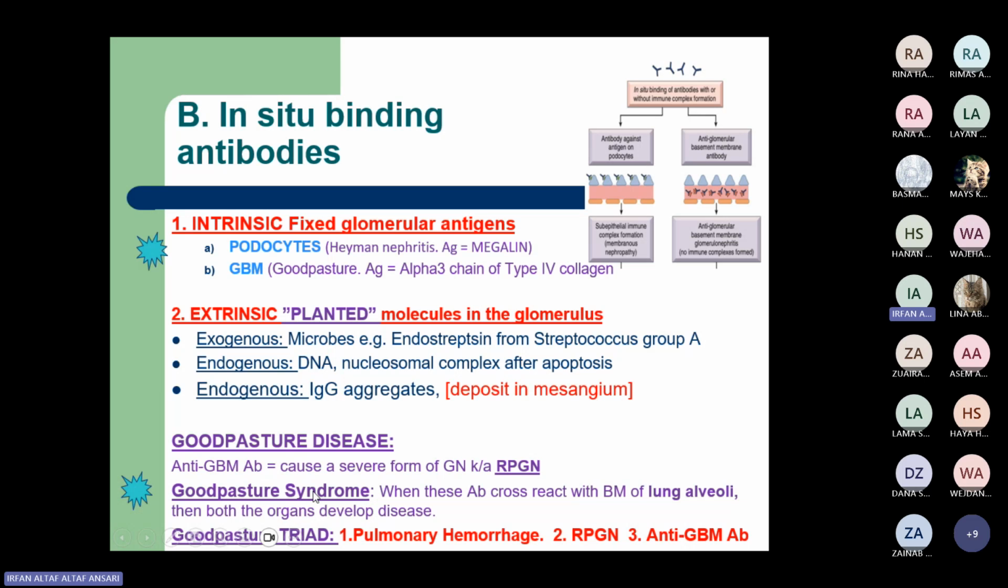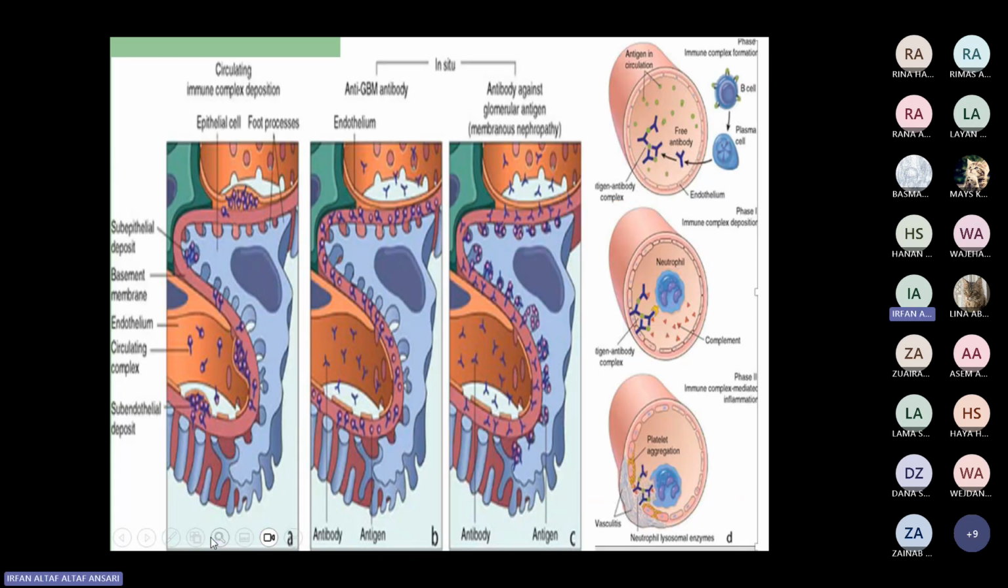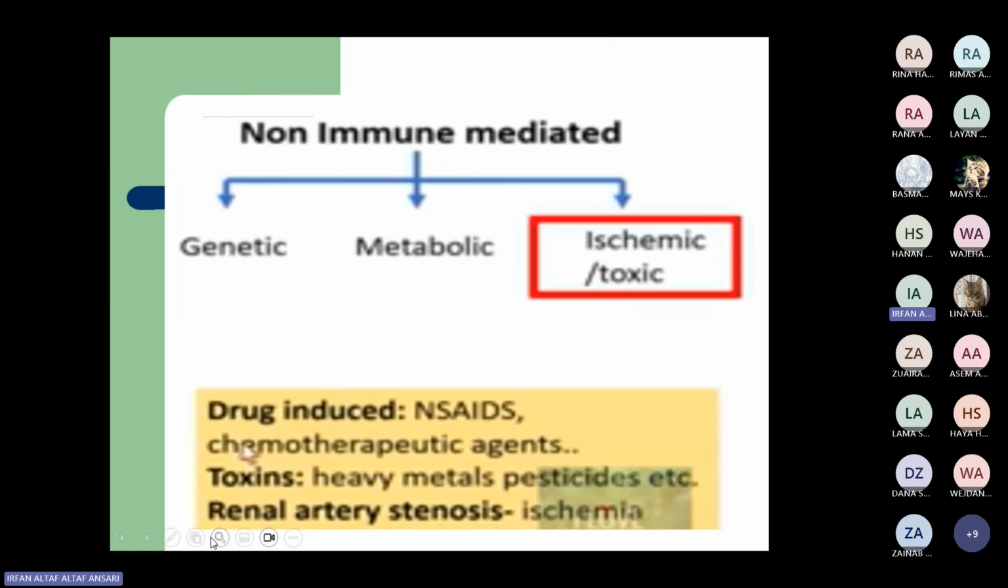What happens in Goodpasture syndrome? There is an antibody that cross-reacts with the basement membrane of the lung alveoli and the kidneys. So they have a triad: you have pulmonary hemorrhage, you have rapidly progressive glomerulonephritis, and anti-GBM antibodies. When you have this triad, you call it Goodpasture triad and Goodpasture syndrome. So this is not to go into much detail.